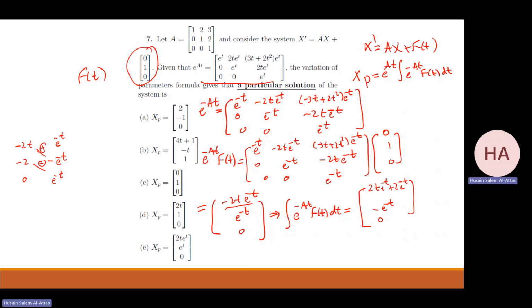Is that correct? Differentiate. What will you get? 2e^(-t), and minus 2e^(-t) cancelled. And you have minus 2t e^(-t). Correct. Okay. So no need for this. I need the space.